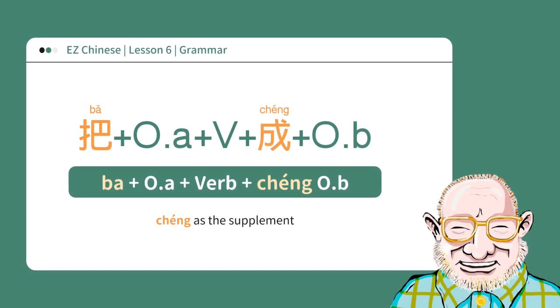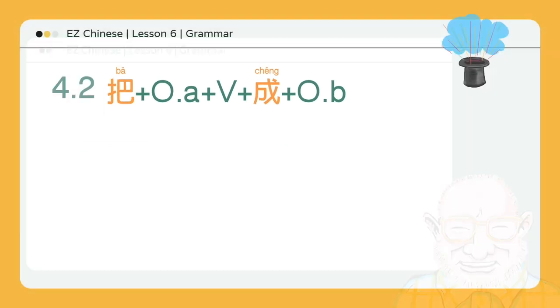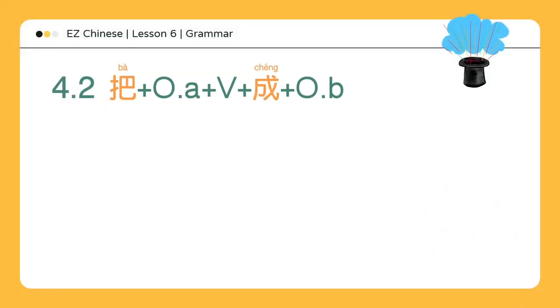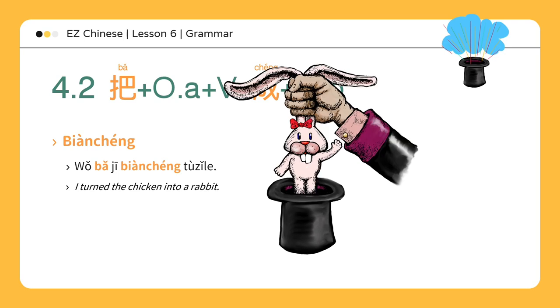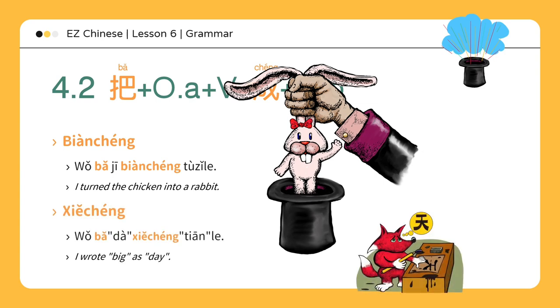To express the change of affiliation through an action, use 成 as the supplement. 成 means becoming. 我把鸡变成兔子了。I turned the chicken into a rabbit. 我把大写成天了。I wrote big as day.